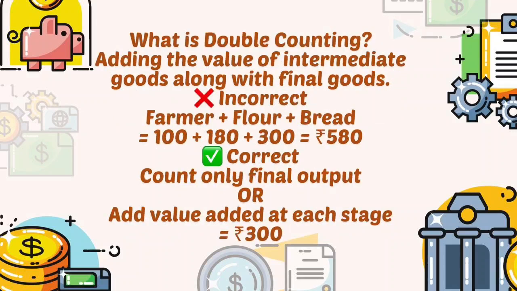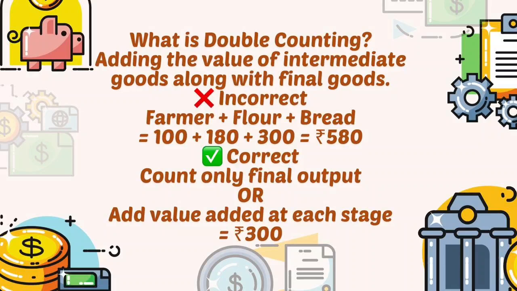Now let's understand one of the favorite CBSE theory questions, double counting. I'll ask you a question. If the farmer sold the wheat for 100, the flour mill sold flour for 180 and the bakery sold bread for 300, can we simply add all three? Let's try. 100 plus 180 plus 300. That gives us 580. Does that mean India produced goods worth rupees 580? No, the correct value is only 300.